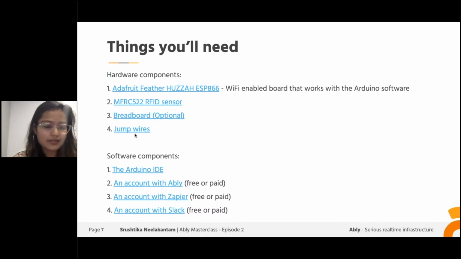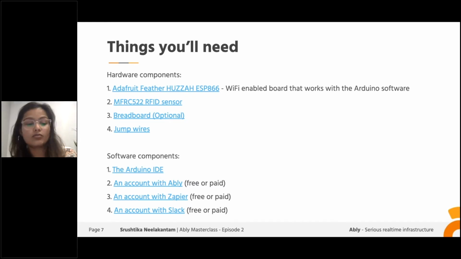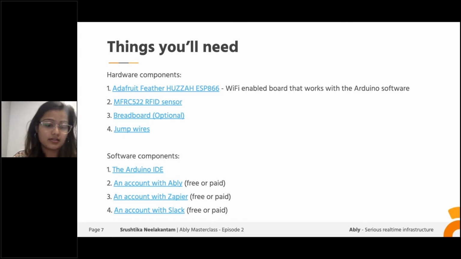So assuming you have all of those things, the software components that you need to work on this particular project is the Arduino IDE, which is where we'll write the code that we are expecting to run on this Adafruit Feather Huzzah board. You'll also need an account with Ably, so you can get some credentials to make the Ably MQTT broker work with your project. You'll also need an account with Zapier to set up a Zap and connect with Slack. And if you're wanting to check out the message coming through in a Slack channel, you'll of course need an account with Slack as well. All of these can be free or paid as per however you like them to be.